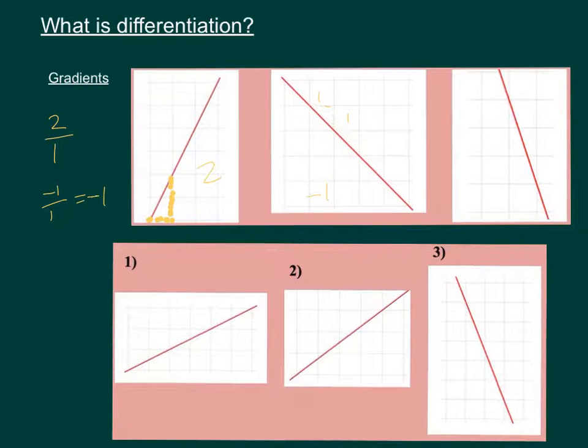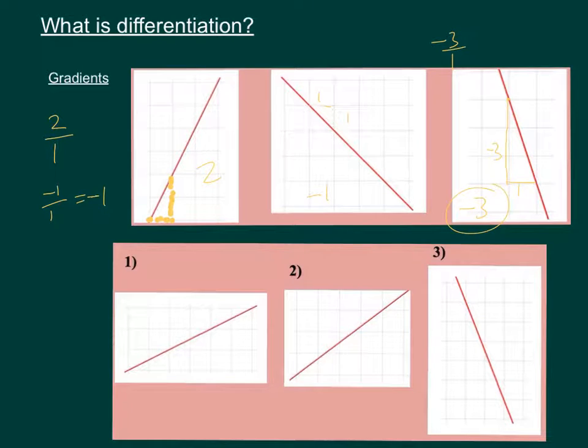And then finally this one, I'm always taking it from where there's a full coordinate where the 2 grid lines intersect, because that makes it easier to work out. And from there it goes down 3 and across 1. So it's minus 3 over 1, which means the gradient here is minus 3.